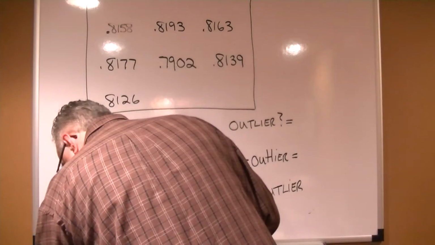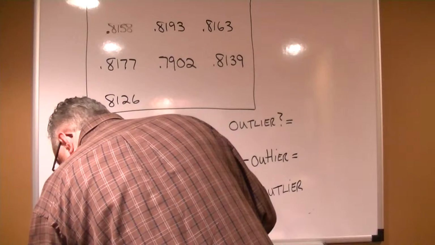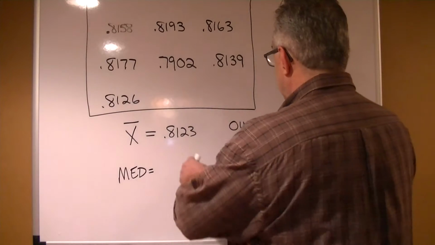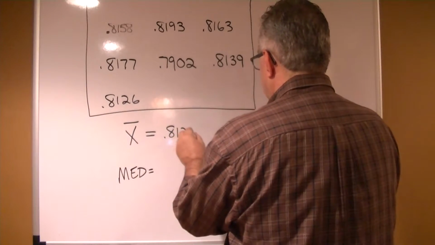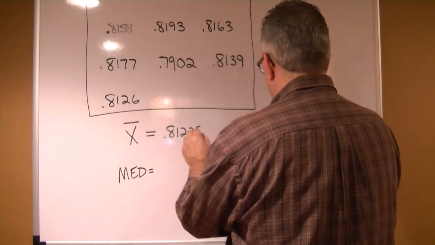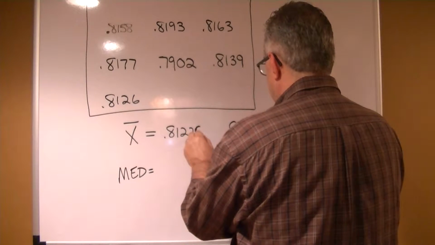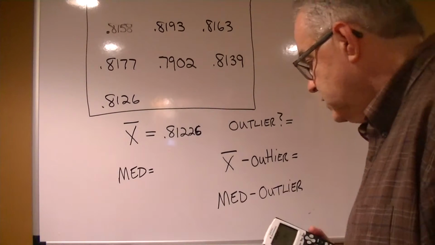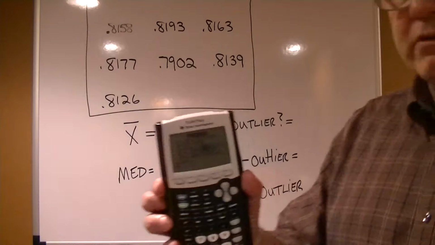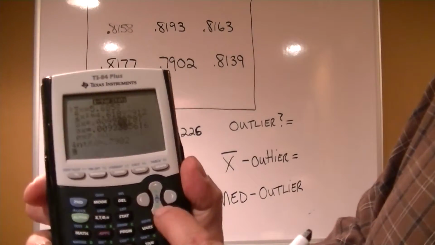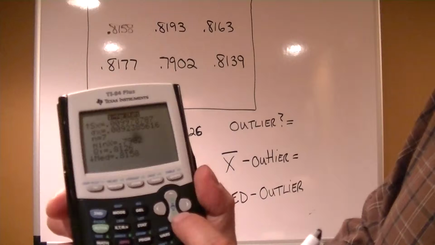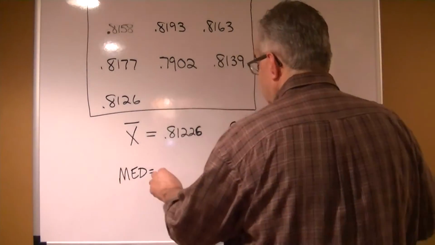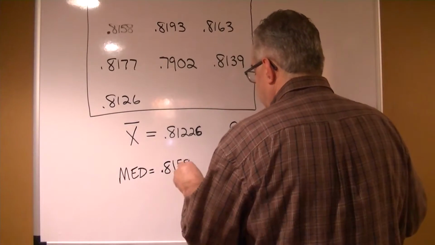The mean, round to 5 decimal places. So it's 0.812225, which would be 6 because that would be rounding to the 5th decimal place. So that's the X bar. And what else? The median, let's scroll down to the median. That's down here. It gives us 0.8158. That's the median.